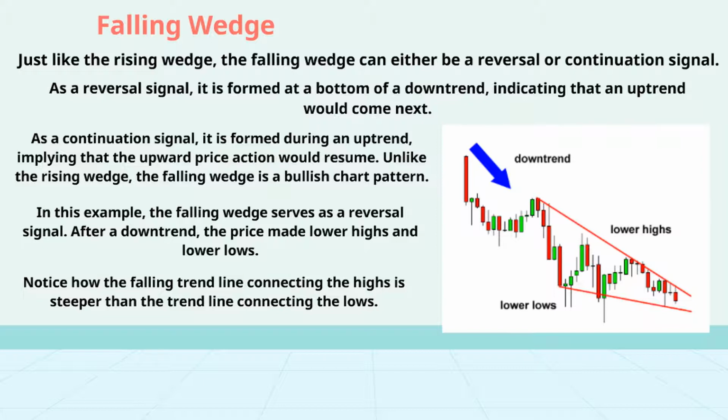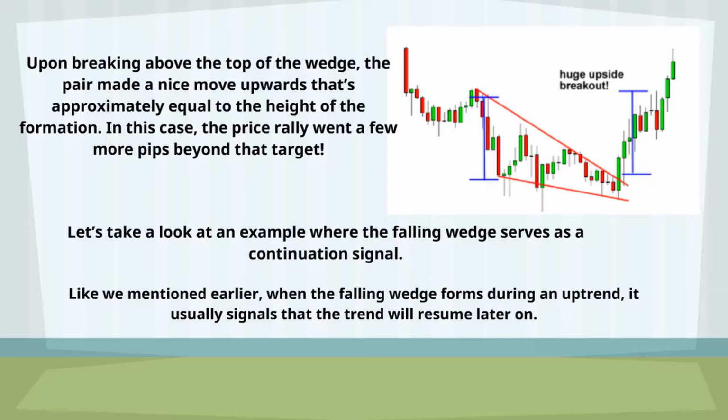In this example, the falling wedge serves as a reversal signal. After a downtrend, the price made lower highs and lower lows. Notice how the falling trend line connecting the highs is steeper than the trend line connecting the lows. Upon breaking above the top of the wedge, the pair made a nice move upwards that's approximately equal to the height of the formation. In this case, the price rally went a few more pips beyond that target.